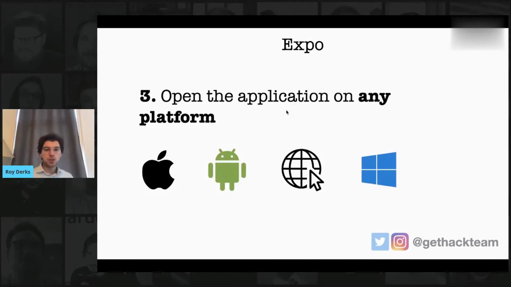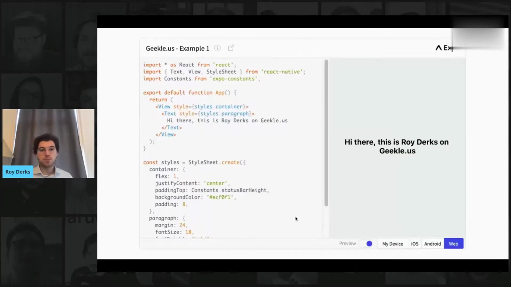And then finally, you can just open the application on any platform. So let's leave Windows out of scope for now, but a browser will also work. And of course, iOS and Android through the usage of the Expo Client that you by now may have installed on your mobile phone. And so this is what an example of an application in React Native looks like.